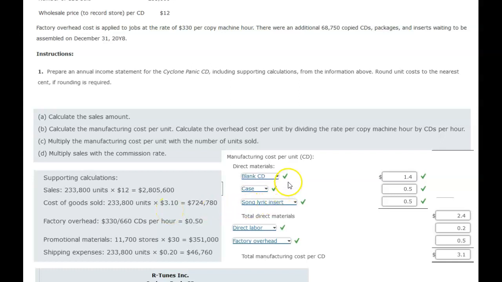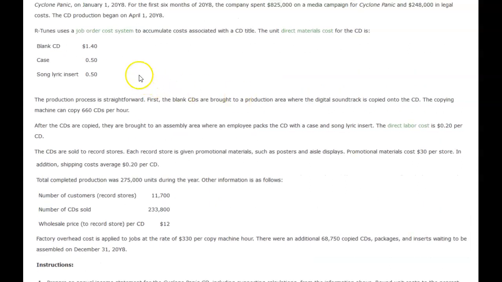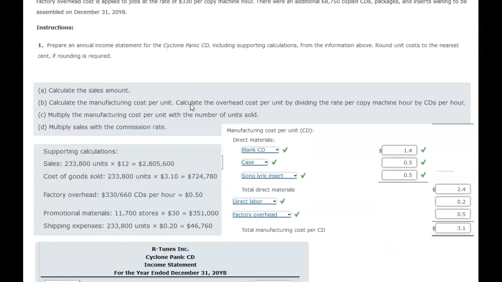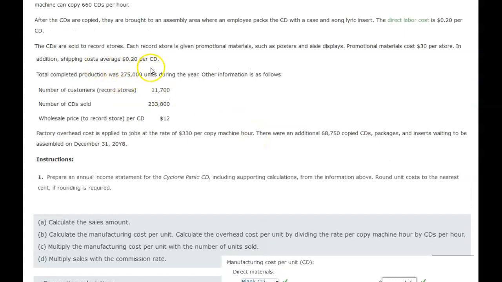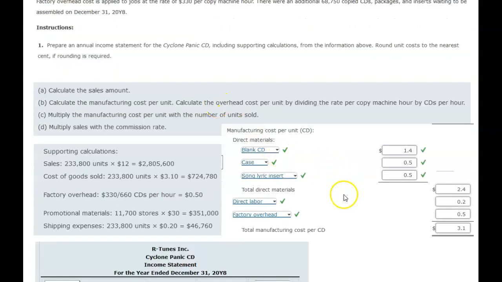Well, they told us above that the blank CD was $1.40 and the case was 50 cents and the song lyric was 50 cents. If I slide up, you'll find that information here, right? There's the $1.40, the 50, and the 50. And then they also told us the direct labor was 20 cents per CD. So we're going to add in the 20 cents. And then we had to calculate factory overhead. The factory overhead is $330 divided by 660. That gives us 50 cents. So if we add all those costs, that's where the 310 comes from.